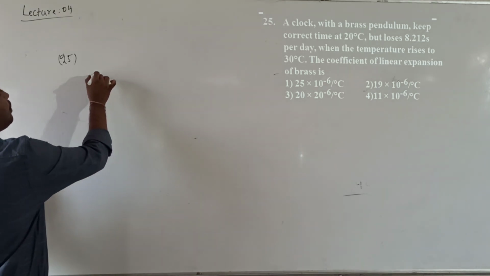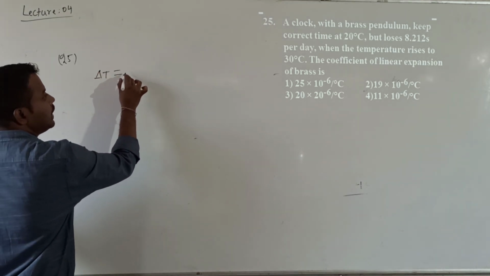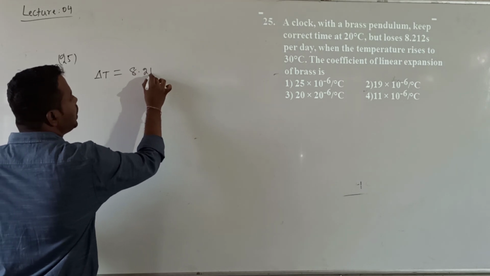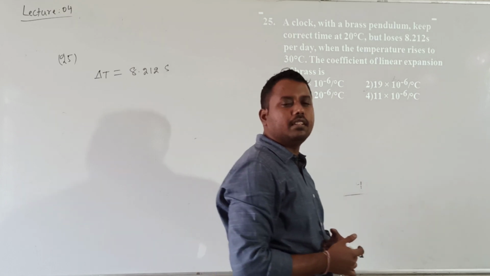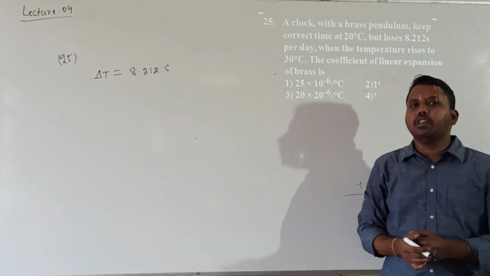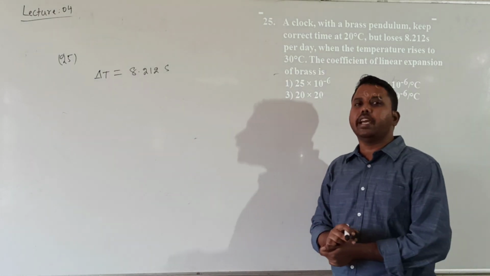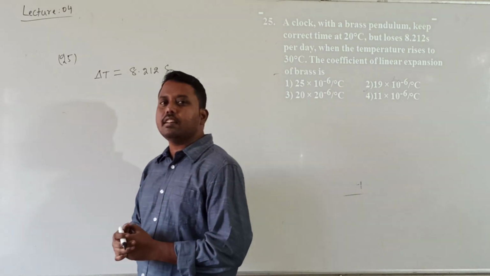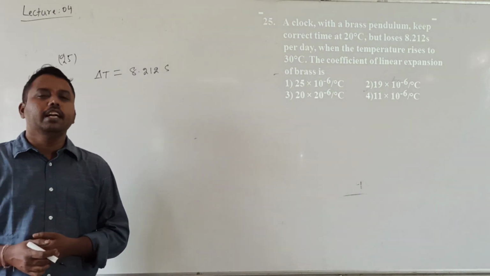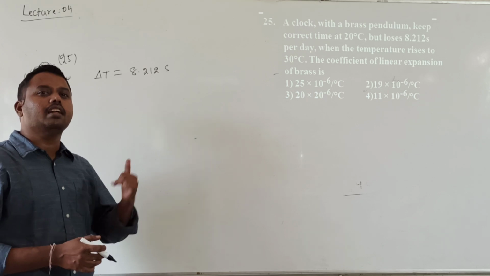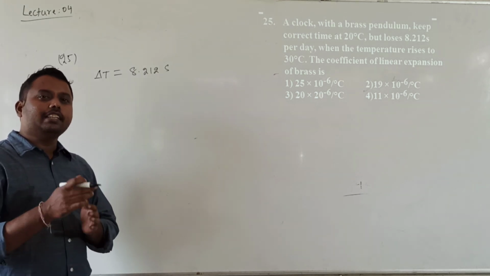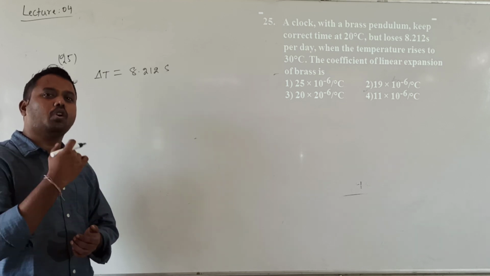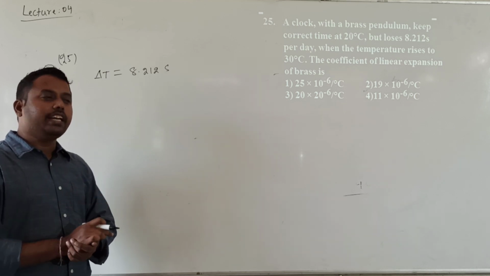What is the loss of time given? Delta T value is 8.212 seconds. Time loss. Yesterday in class we discussed, in case of simple pendulum, when time will be lost, when time will be gained. Whenever temperature increases, pendulum length increases, it will make fewer vibrations. There is a loss of time. Whenever pendulum length decreases, its time period decreases, it will make more oscillations. Then it is gain of time.